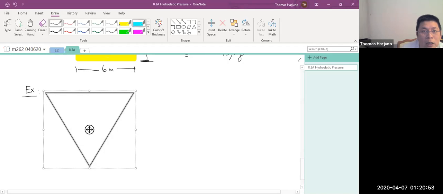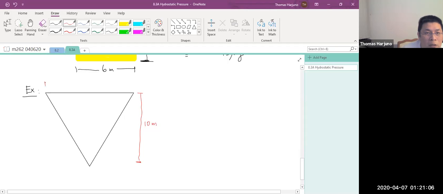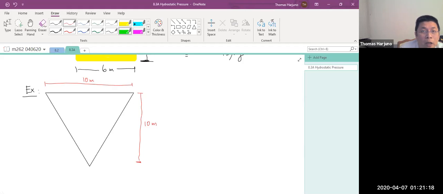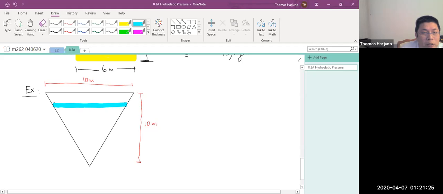And let's say the depth of this upside down triangle is 10 meters, while the top is also 10 meters. I try to make it easy for you. And then let me fill this water all the way almost at the top of this triangle. You can imagine this as a trough.